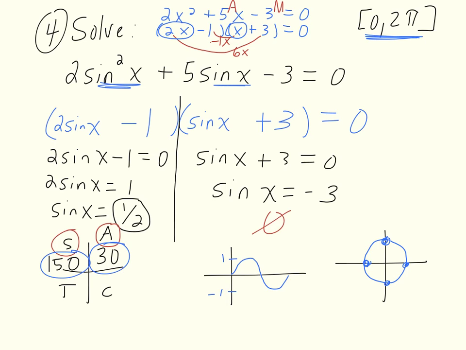Which, when we write them in radians, 30 you should have memorized as pi over 6. 150, well, that's 5 30s, so that would be 5 pi over 6. These are nice exact radian values.